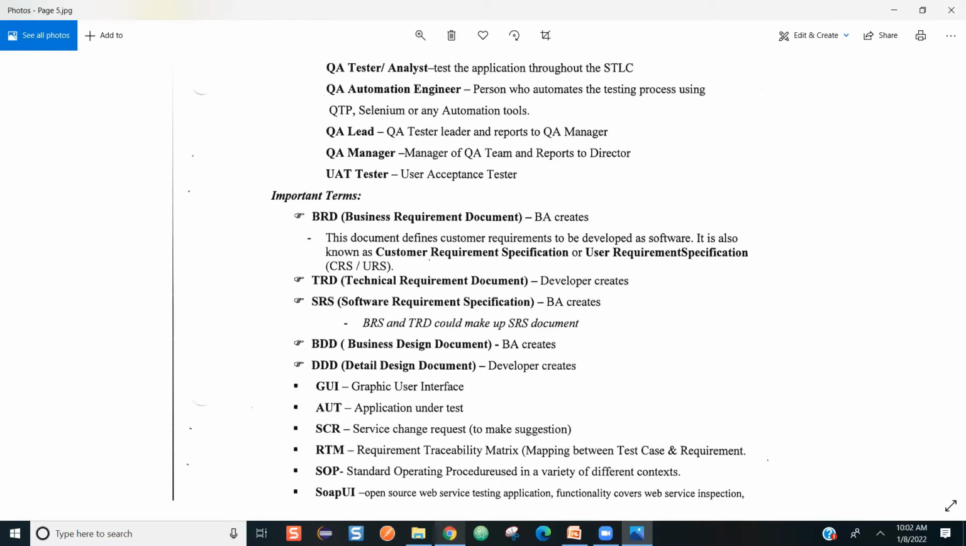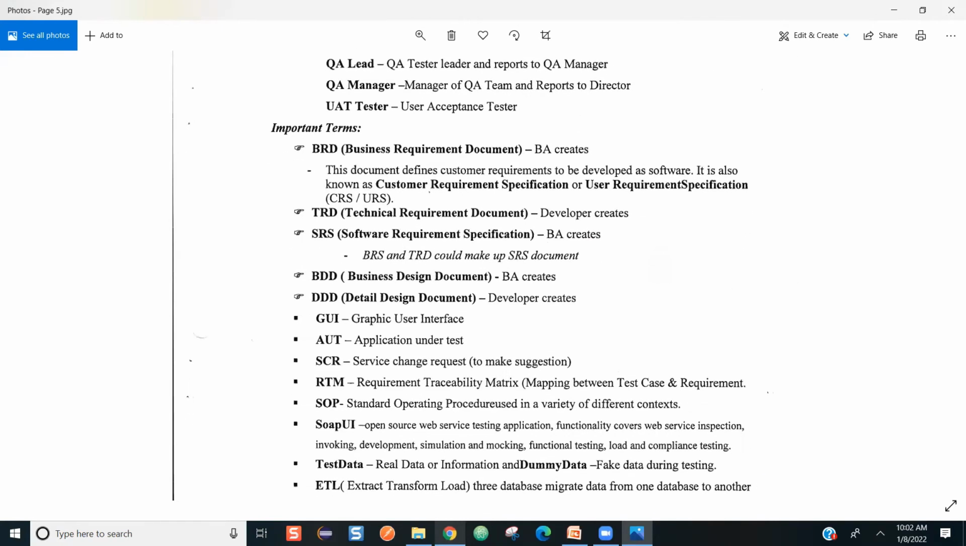I have said it many times: BRD means business requirement document. TRD is technical requirement document, and SRS is software requirement specification. The BA creates the BRD, the developer creates the TRD, and the BA creates the SRS. There is also BDD, business design document. They will not ask who creates them, but you should know the terms: BDD, DDD, digital design document, TDD, and GUI. GUI is graphical user interface.